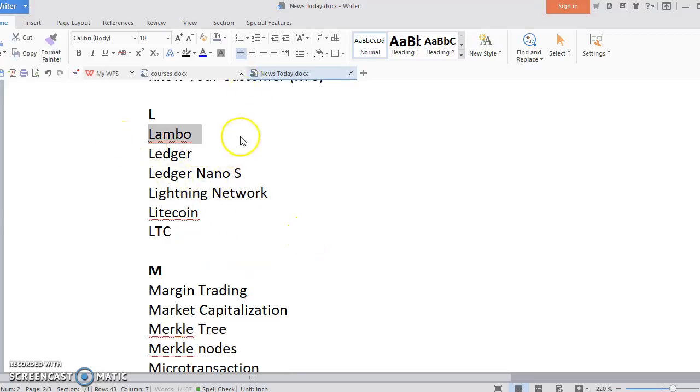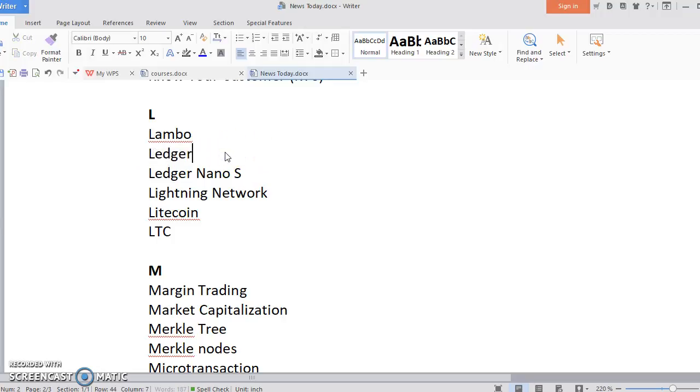Let's talk about Lambo. So what is Lambo? Lambo is basically a slang used by those who are dreaming, saying okay, if we make certain gains from a certain cryptocurrency asset, we will be able to buy a Lamborghini. So, someone said Lambo.